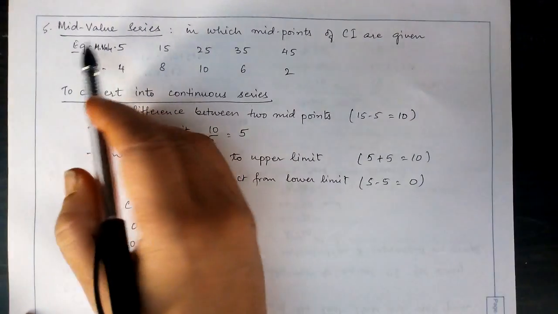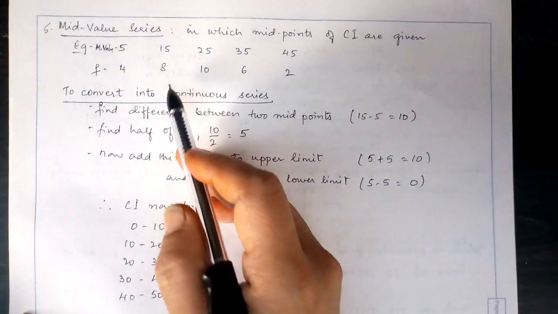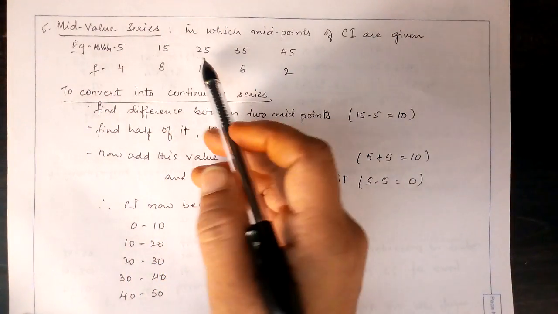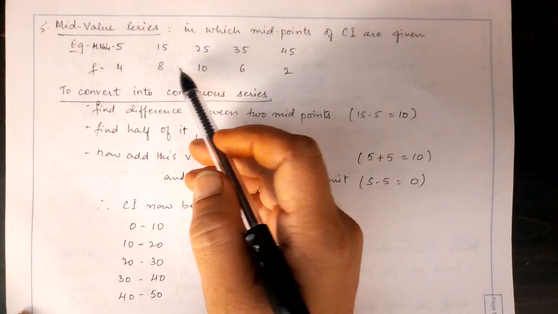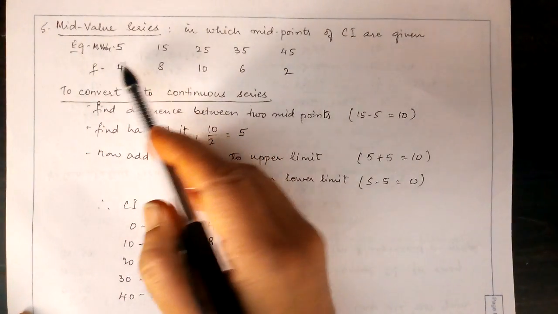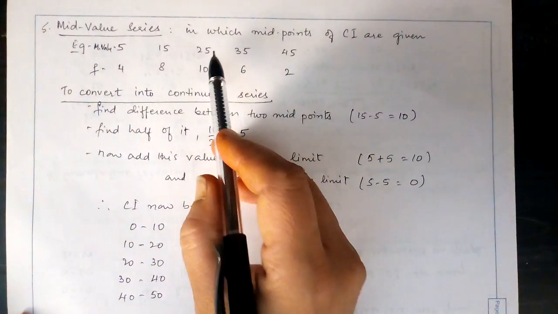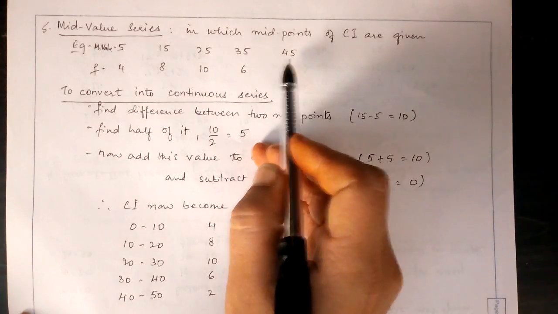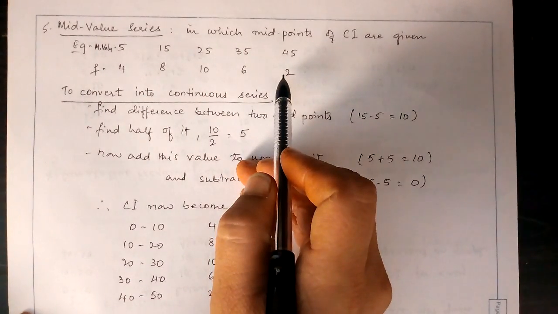Then we come to the next one, which is called the mid-value series. Mid-value series means class intervals are not given. Instead, their midpoints are given. So the midpoints are 5, 15, 25, 35, 45 with the respective frequencies.